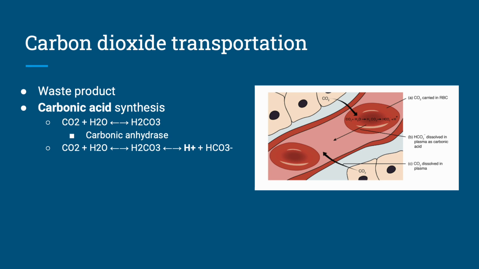There are 3 methods of transporting carbon dioxide. 10% of it is carried by red blood cells, and 85% of it is dissolved in plasma as carbonic acid. So carbonic acid is synthesized in the red blood cells, where carbon dioxide diffuses from tissues into plasma, and carbon dioxide binds to red blood cells and undergoes the chemical reaction that I have listed here. This is aided by an enzyme called carbonic anhydrase. Carbonic acid is not stable and it needs to be broken down further.